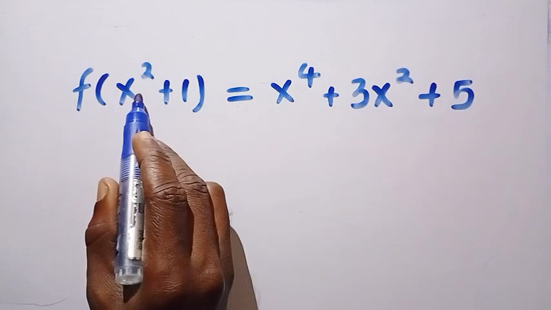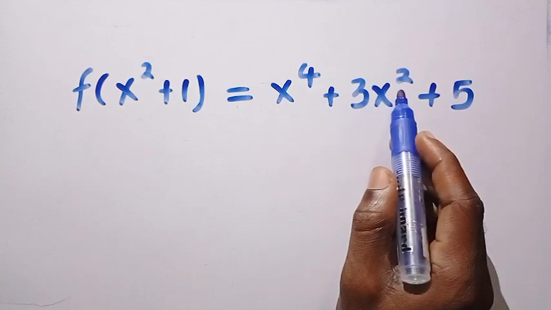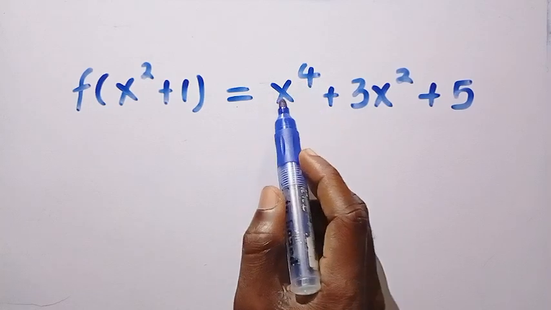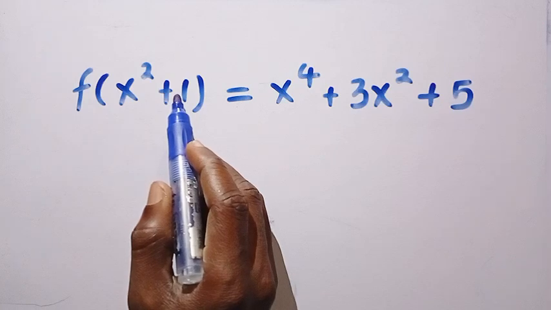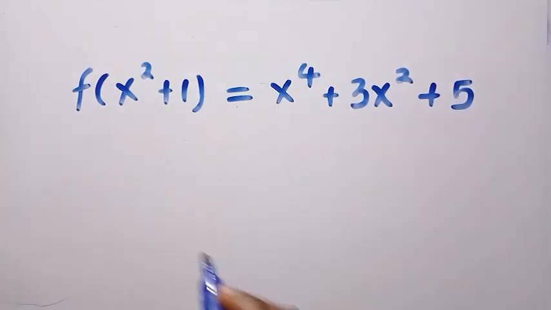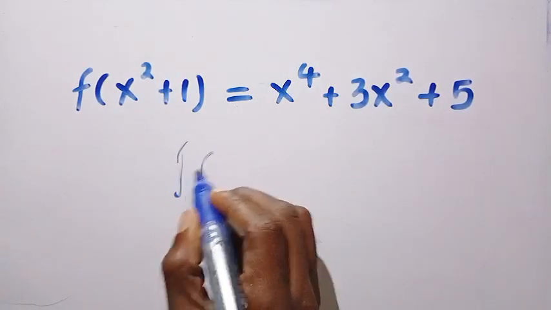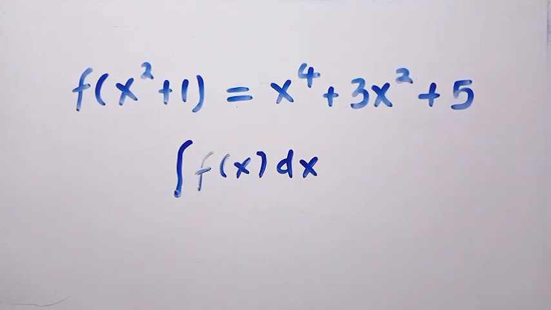We have f of x squared plus 1 equals x to the power of 4 plus 3x squared plus 5. And here is a quartic function where the domain is x squared plus 1. But the question here is, can we find the integral of f of x dx? So this is what we are asked to find. You don't need to substitute, and we are going to present this in two different ways. I will use two methods to solve this.